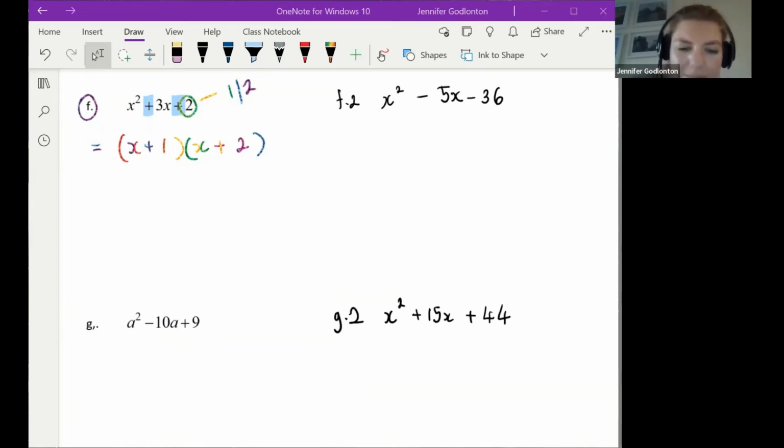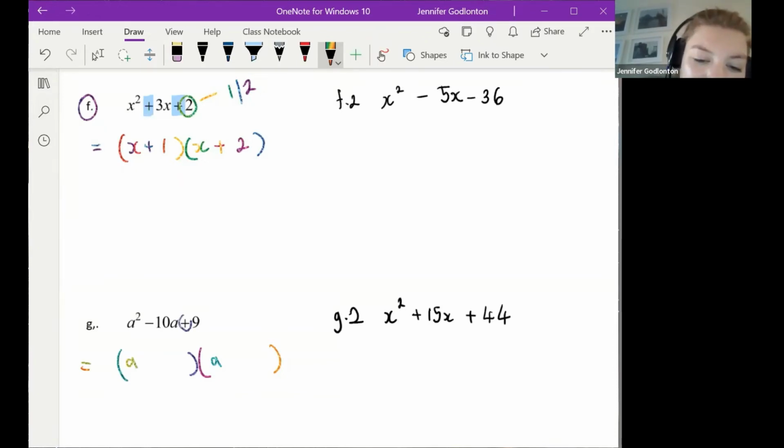Yes, ma'am. Okay. So we open two brackets, and in the first bracket we put A plus A, and in the second bracket we have A minus 1. Okay, so just be careful. If this is a plus sign, what does that mean? Both of our signs will be positive. So in the second bracket, it's going to be A plus 1. Both of our signs will be negative.